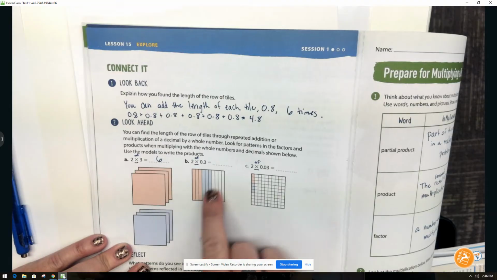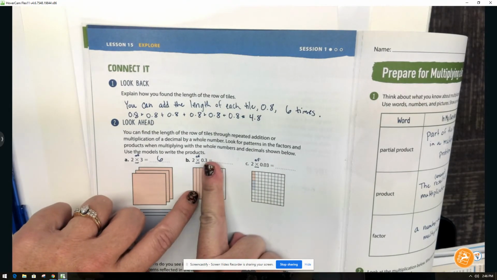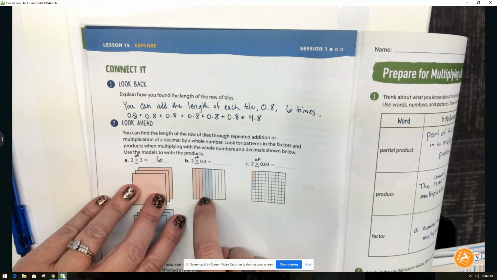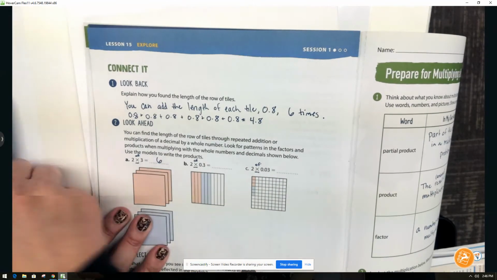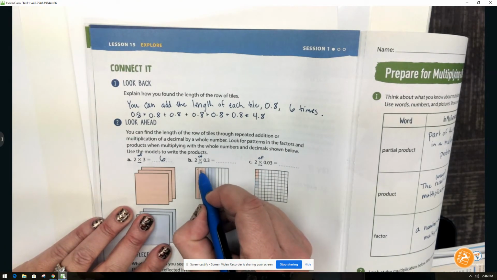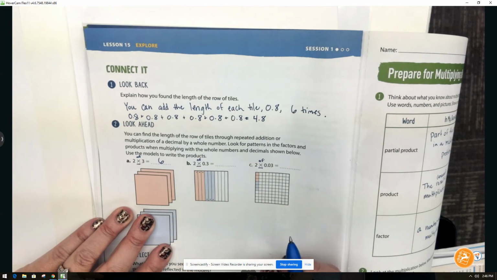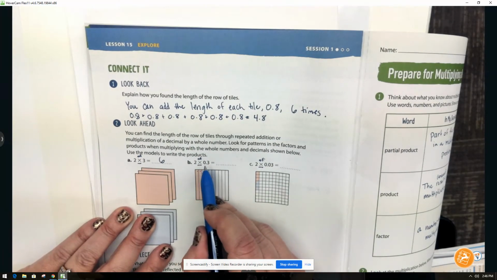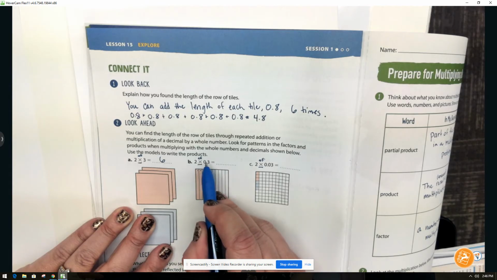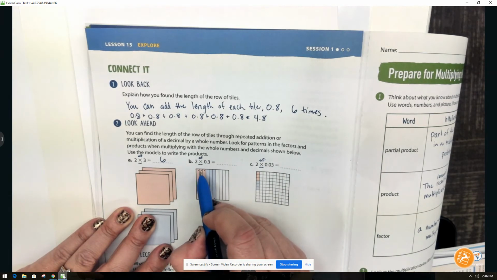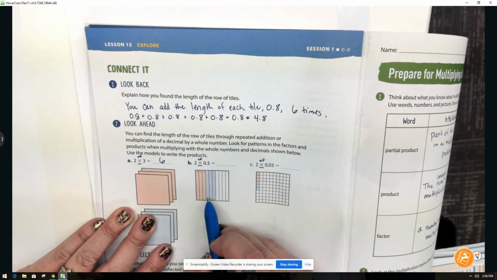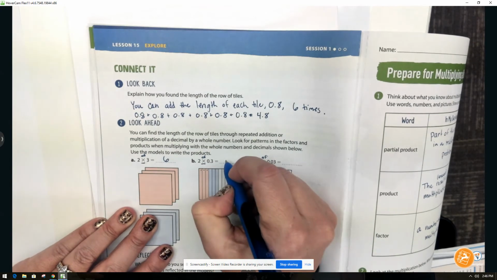So here you can see we have 1, 2, 3/10. So 2 wholes times 3/10 equals 1, 2, 3, 4, 5, 6/10.